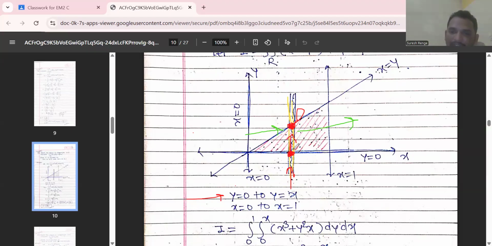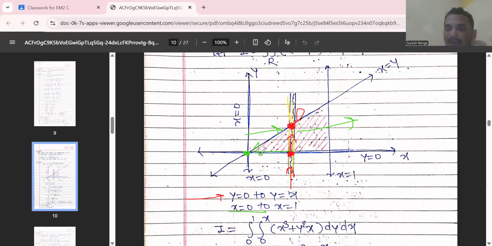Now, if you are moving that strip toward the left-hand side, means toward the origin, means we are moving that strip over the x-axis, we are finding the limit of x. If the strip moves toward the left side, the maximum it goes is toward the origin, वो origin तक जा सकता है. And what is the value for x at the origin? That value is equal to 0. Therefore the lower limit for x is equal to 0.